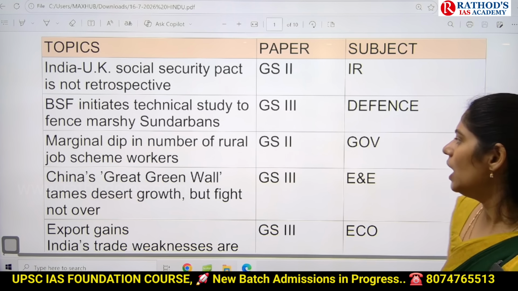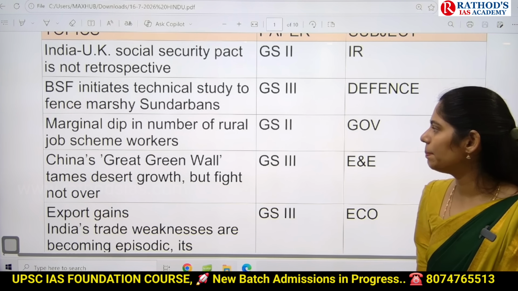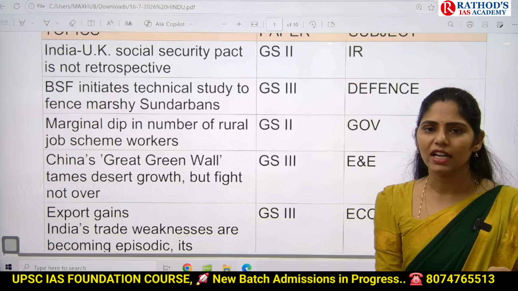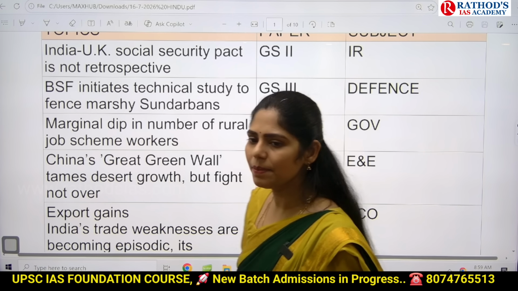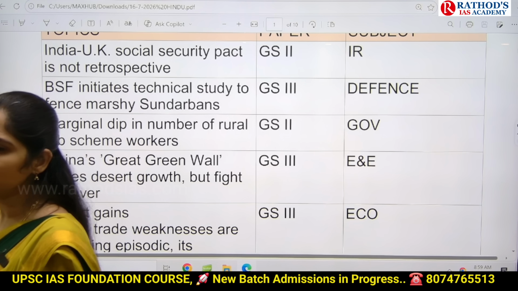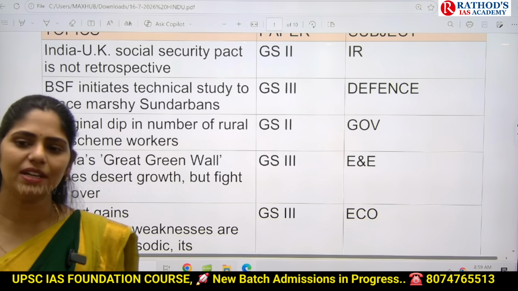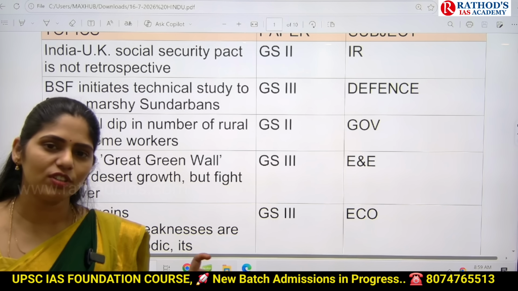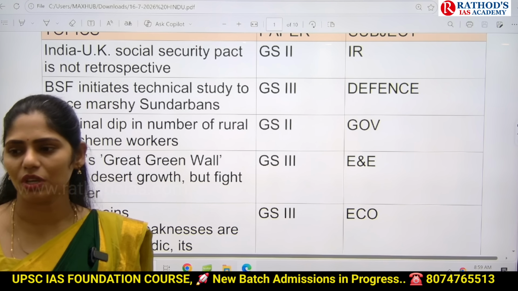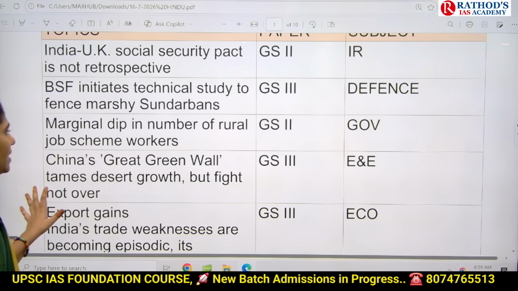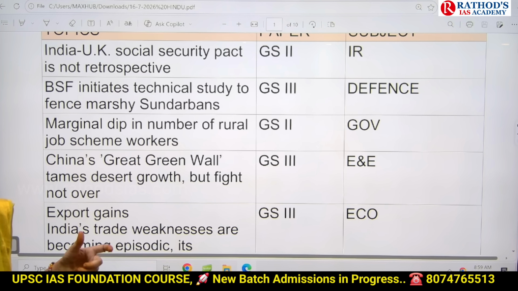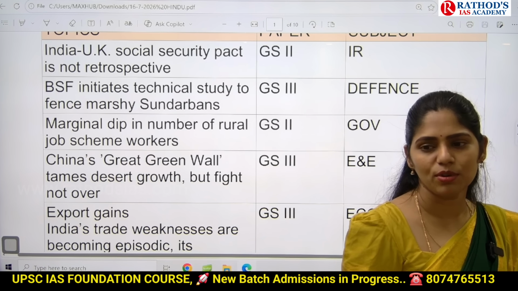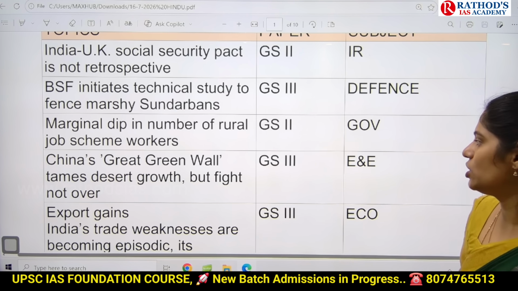This topic is important from defense, and even from IR, from GS paper 2 point of view. And the next topic is marginal dip in number of rural job scheme workers. This article is talking about MGNREGA. Already you know that the MGNREGA scheme had been replaced with VB-G RAM G, right? Because of the shift from MGNREGA towards VB-G RAM G, there is a decrease in the number of rural workers registered with the new scheme.